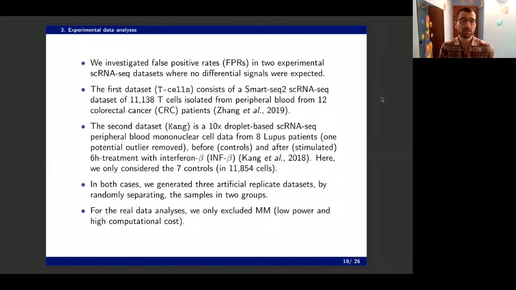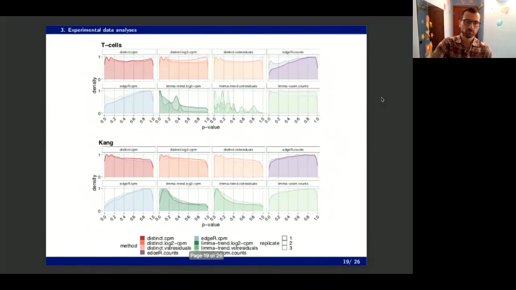And a second data set that I call TCANG, which is a 10x droplet single-cell data set from 8 lupus patients that were observed before and after treatment. Obviously, in the null analysis here, we only looked at the control samples. And to be accurate, we also removed one of the 8 because it looked like an outlier. And in both datasets, we randomly separated the samples in 2 groups 3 times so that we generated 3 artificial replicate datasets.